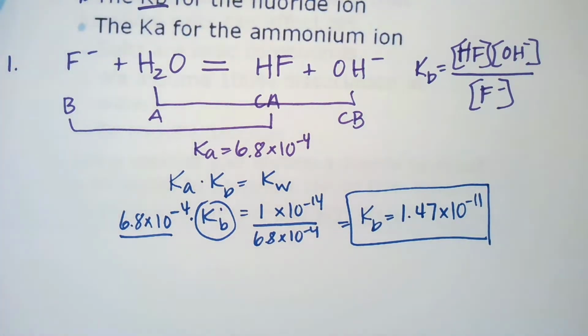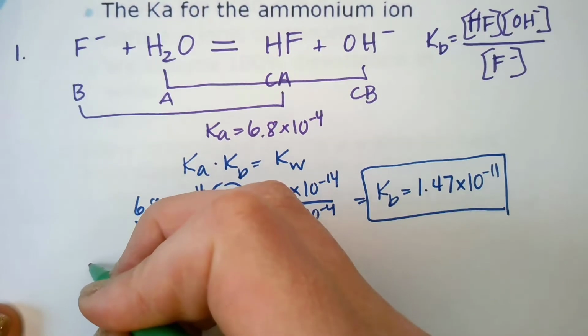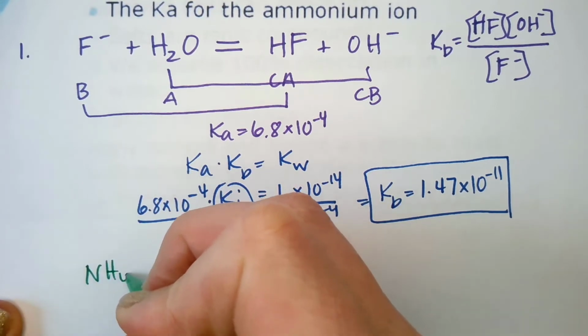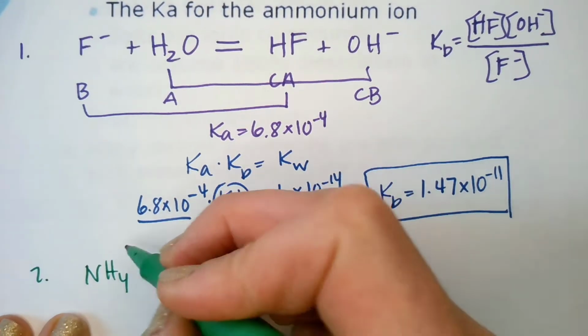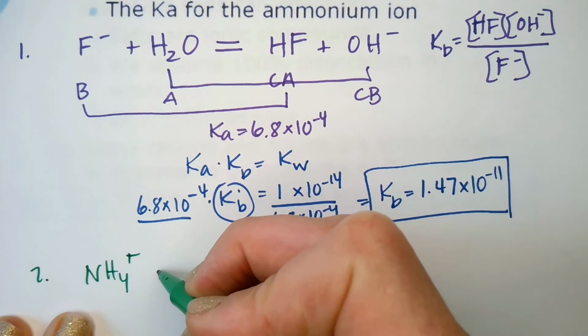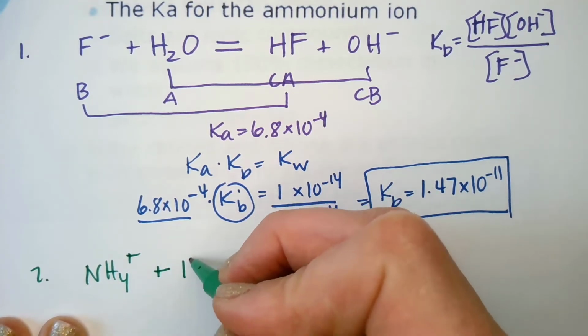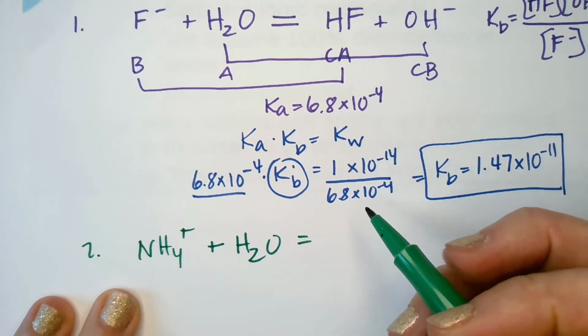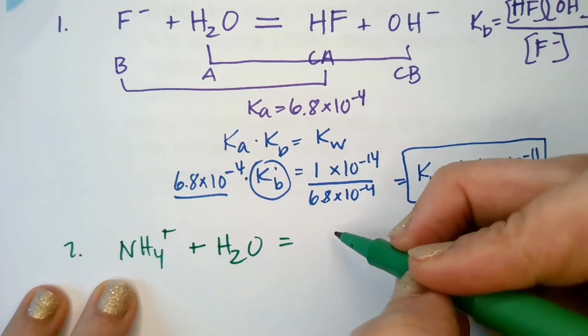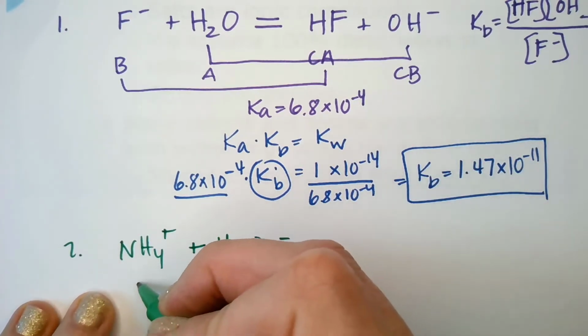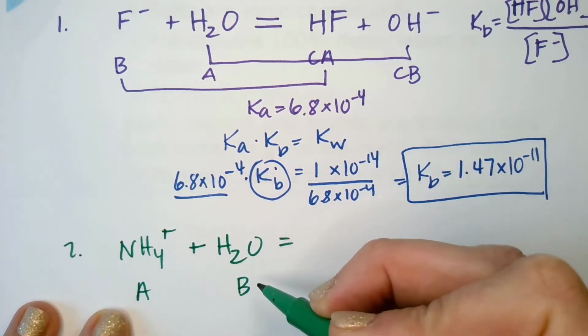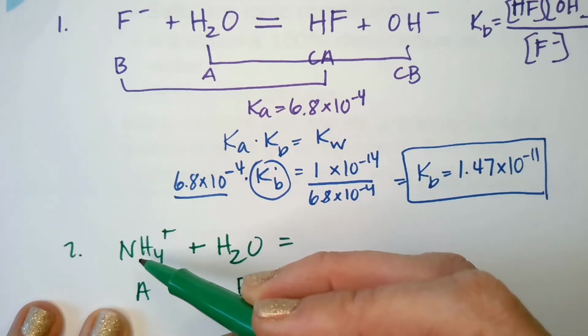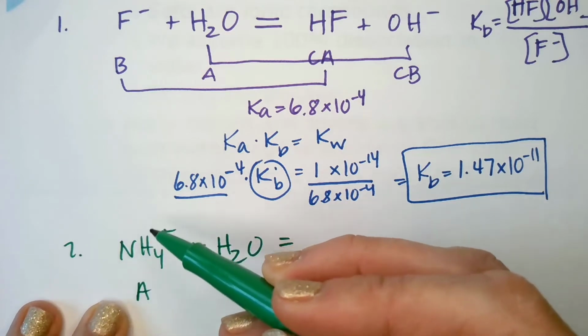All right, let's find the Ka for ammonium ion. So let's write out our expression. We've got ammonium, NH4, here's our number 2, NH4 plus, again, in water, forming a dynamic equilibrium, and we've got NH4 plus as my acid and my base.